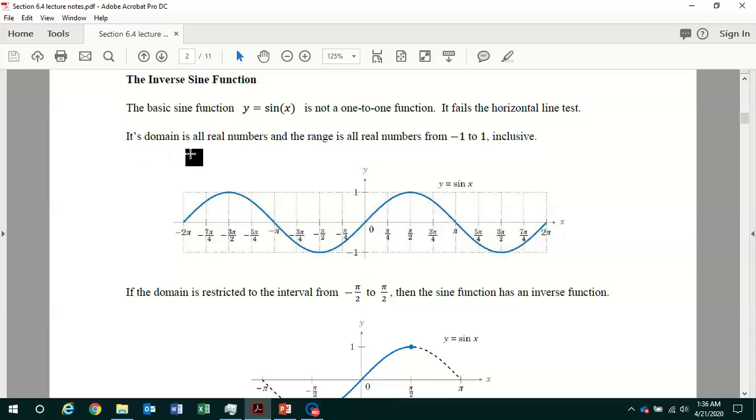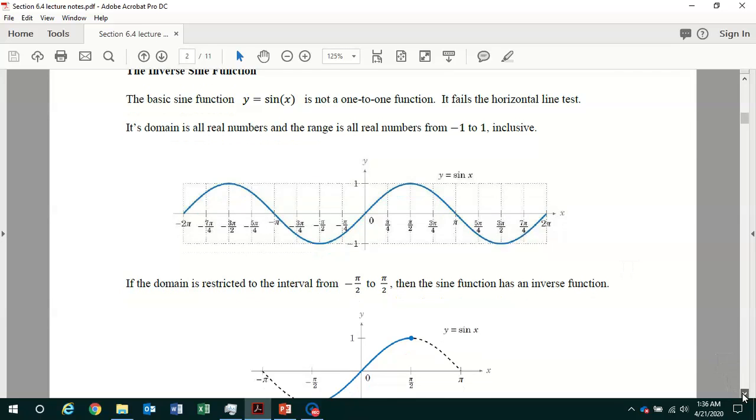The domain of the sine function is all real numbers, and the range is all real numbers from -1 to 1. So remember, the range is the y values. They go from -1 to 1. And you can take the sine of any angle, so the domain is all real numbers. Well, mathematicians way back when wanted an inverse sine function. So how do they get around this problem?